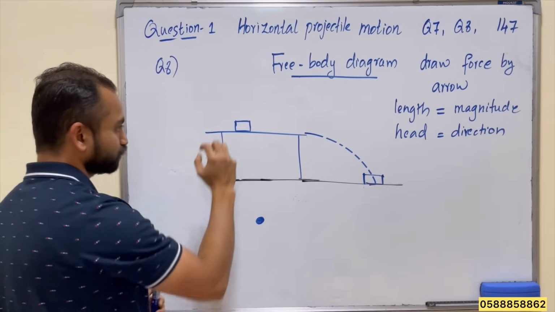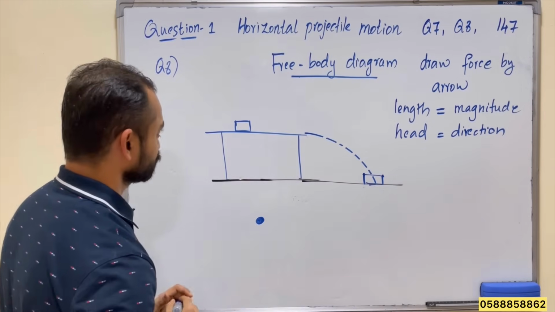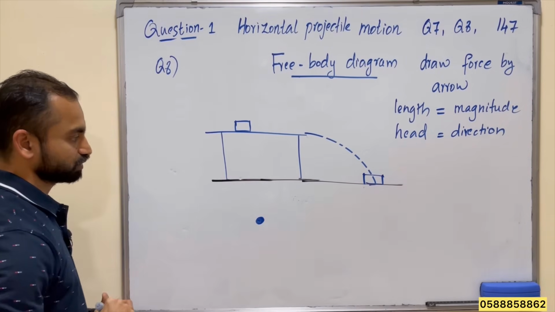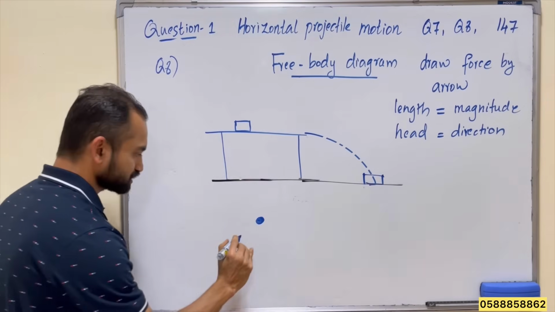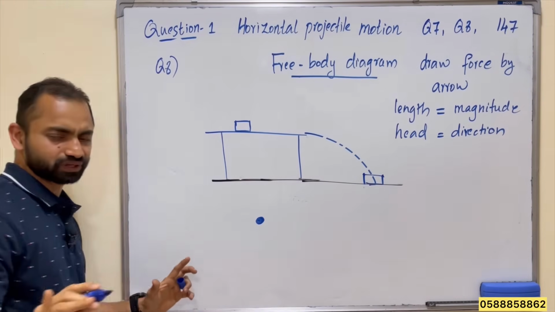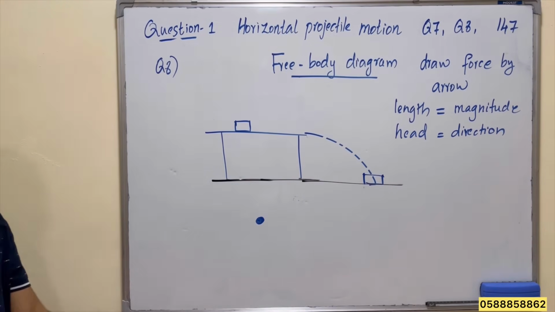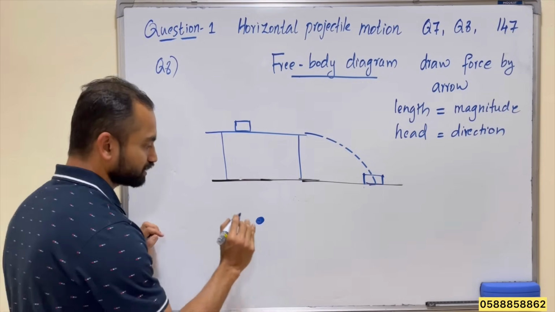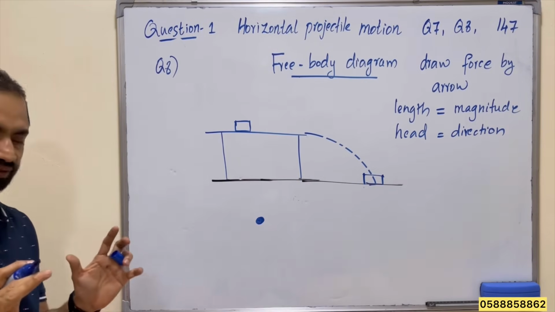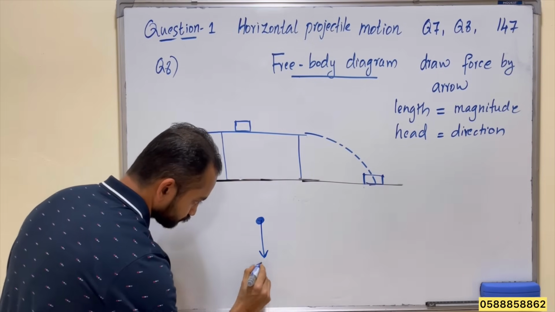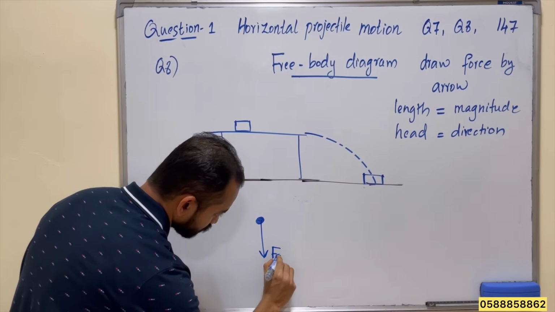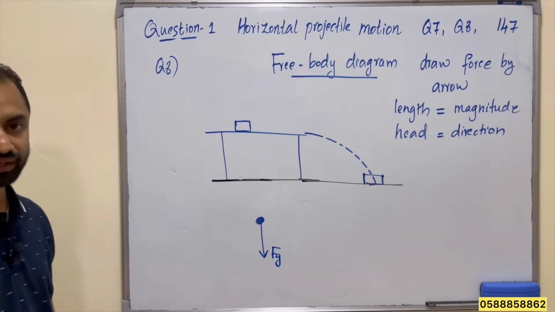So when the ice block is on the table, what are the forces acting on the ice block? One of the forces that act everywhere, on every object, this force acts. Whenever they ask you to draw a free body diagram, first draw this force. That is the force of gravity, meaning the weight of the ice cube.